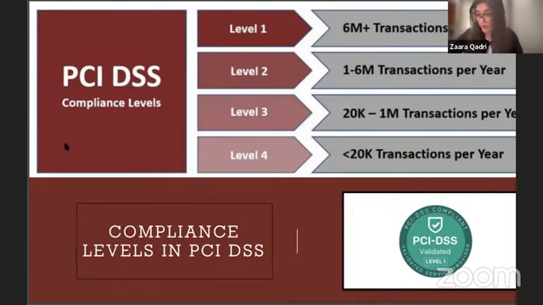To qualify as a level 1 merchant, you must process over 6 million transactions annually or be a company that has experienced a significant data breach, because then you also have to comply with level 1. So what does it mean to be level 1? It comes with very, very stringent requirements. Every year, you must undergo a comprehensive on-site assessment that is going to be conducted by a QSA, Qualified Security Assessor. This in-depth audit is going to ensure that your entire payment environment is secure.